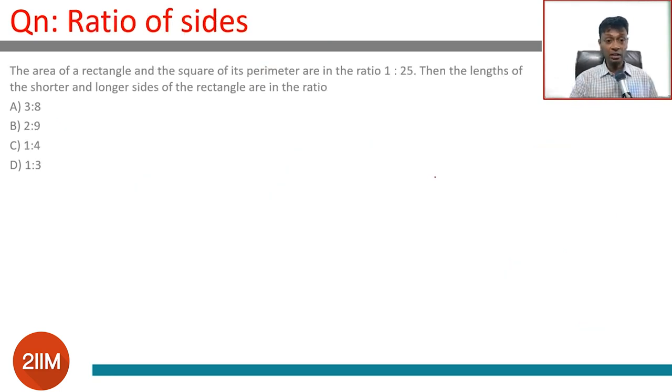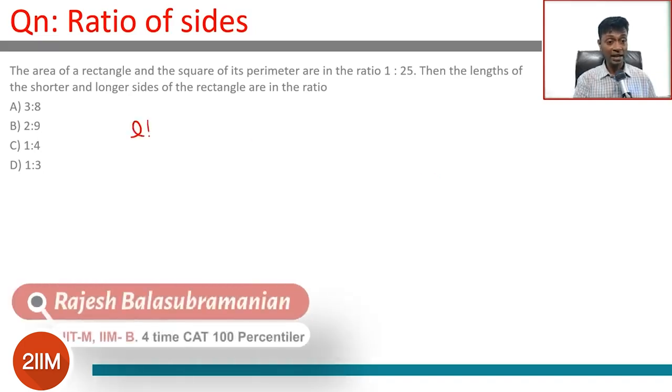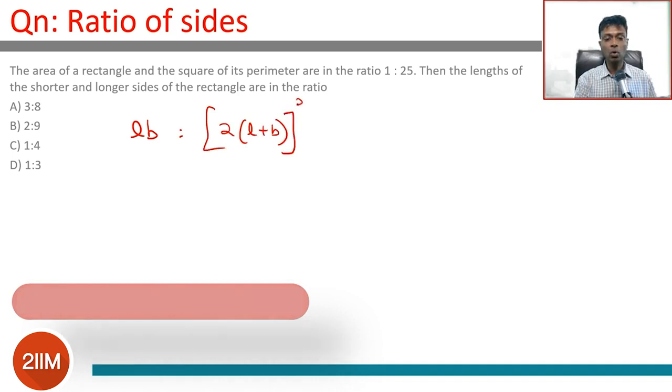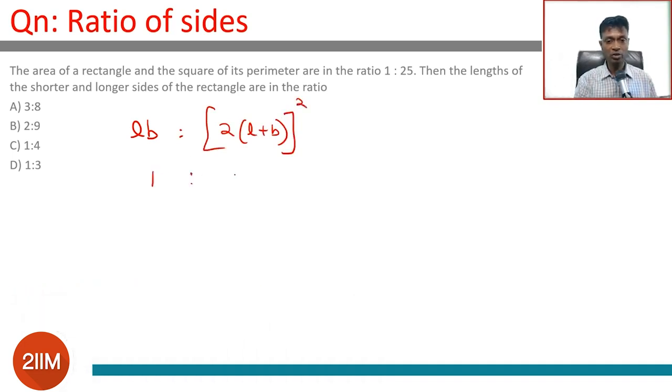Area of rectangle and the square of its perimeter are in the ratio 1:25. L into B is to 2 times L plus B whole square is 1:25. I'm going to write down this equation and then figure this out. LB is to 2 times L plus B whole square is 1:25. We need to find the ratio B is to L, shorter to longer side.